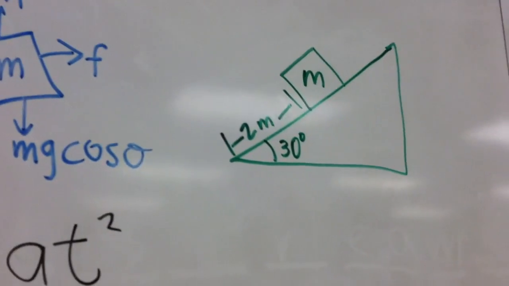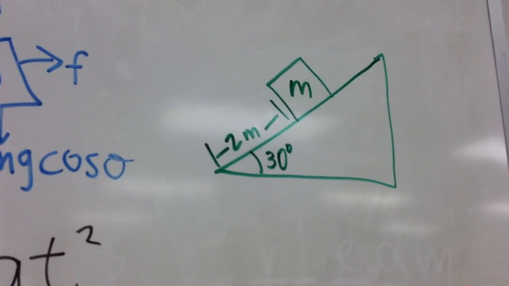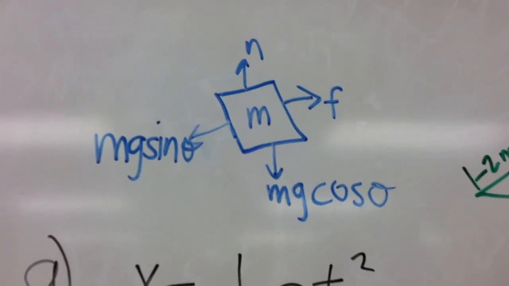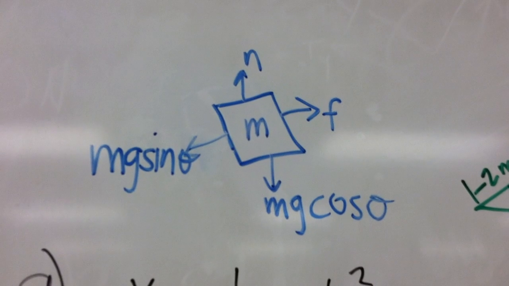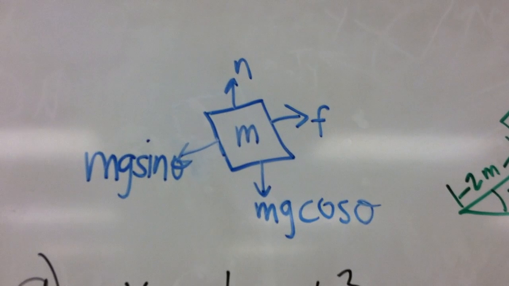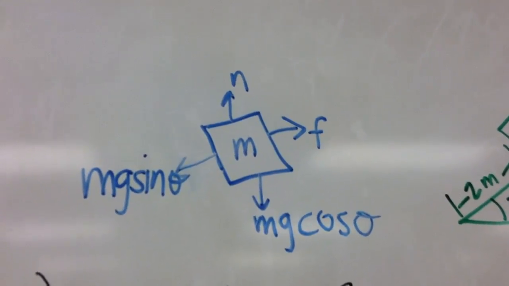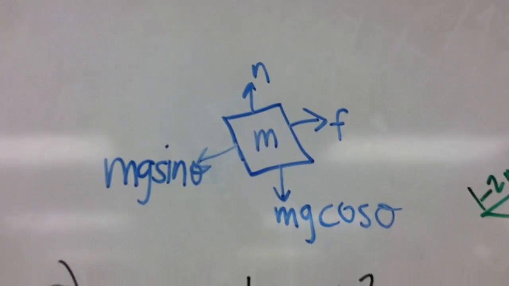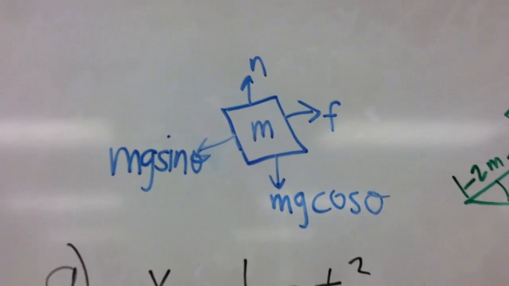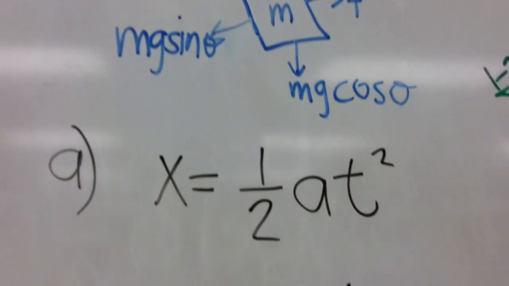So first we'll start by looking at the diagram. We know that the length of the slope is 2 meters and the angle is 30 degrees. And so we want to start out by drawing a free body diagram of the block on the slope. So we know that the mg cosine theta is the force of gravity on the block, and it is opposed by the normal force of the slope. And then in the x direction we have mg sine theta, which is the acceleration of the block down the slope, and it is opposed by the force of friction.